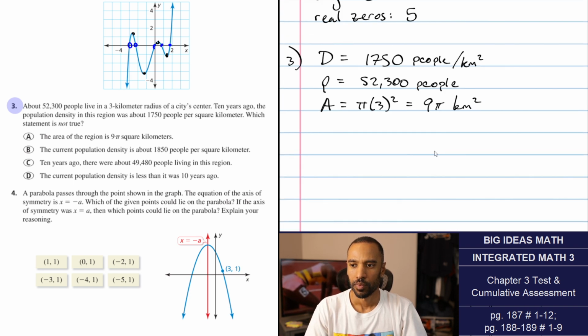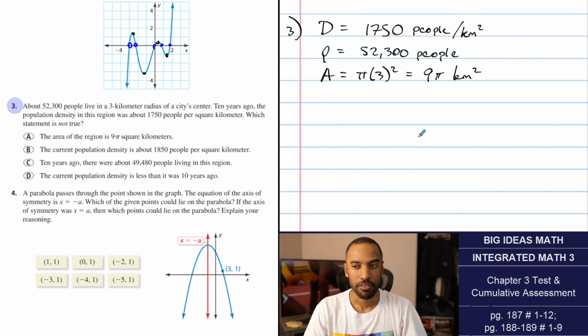So we have all the values. I want to make sure that that works. I'm going to use the calculator here. Let's see what 52,300 divided by 9 pi gives us. Let's hope it's 1750. 52,300 divided by 9 pi. Well, it's not exact. So we'll see what's going on with that.